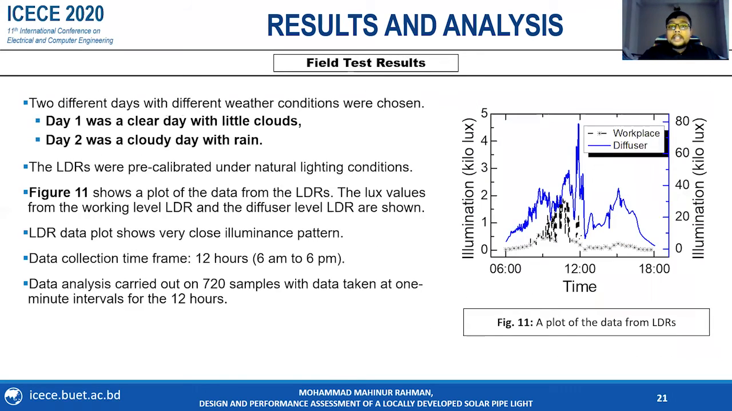And moving on to the field test analysis, figure 11 shows the plot of the data from the LDRs, the light dependent resistors, and the two different light dependent resistors placed at two different places, the workplace and the diffuser. We see that the pattern of data incoming of the light lux illuminance is very close. For our field test analysis, we have chosen data from two different days, from day 1 where it was clear day with little clouds, and from day 2 which was a cloudy day.